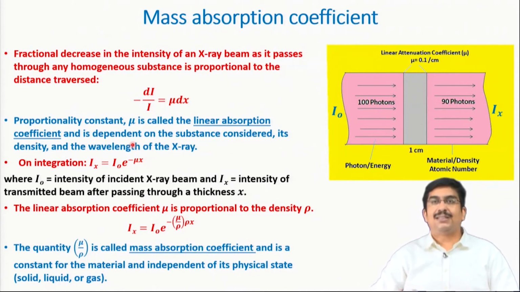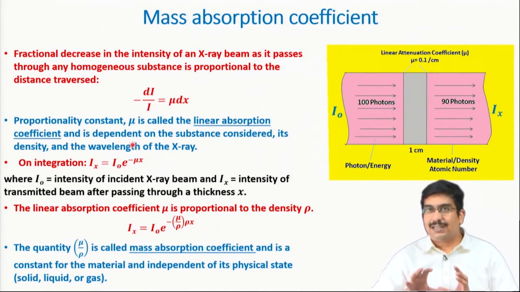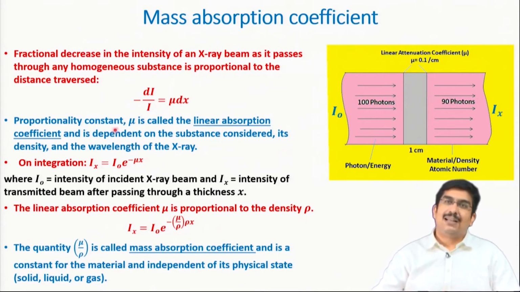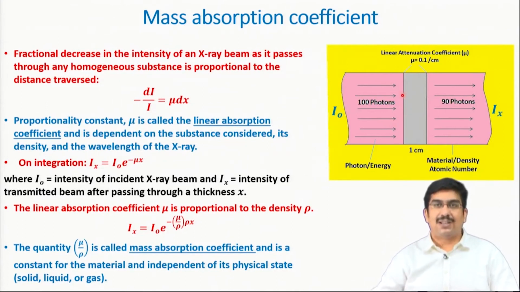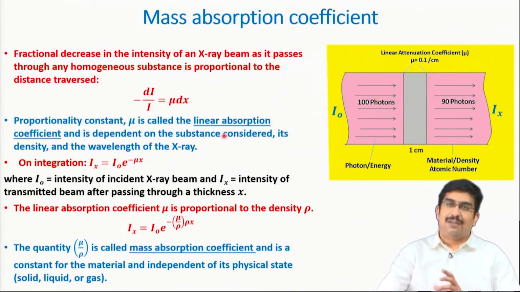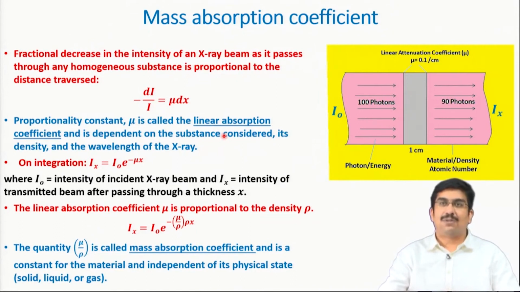Wavelength of the X-ray means the energy of the X-ray. If it is a very high energy X-ray, then obviously it will not be absorbed that much; it will mostly penetrate. So, the energy of the X-ray is also important. These three things we will discuss, and it will make more sense when we discuss the absorption edge, and then we will realize the effect of atomic number, density, and X-ray energy.